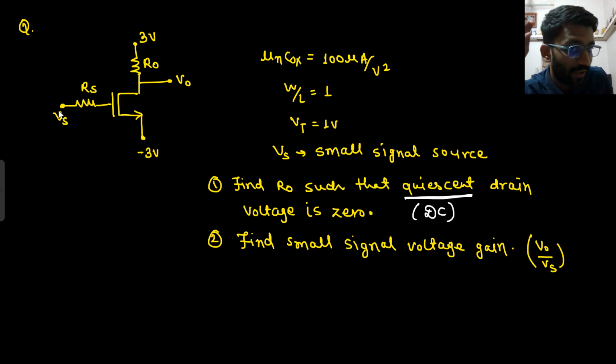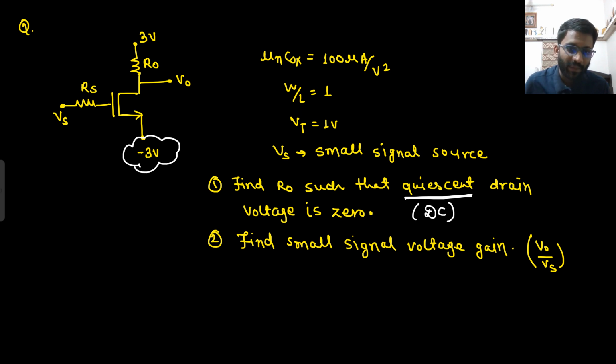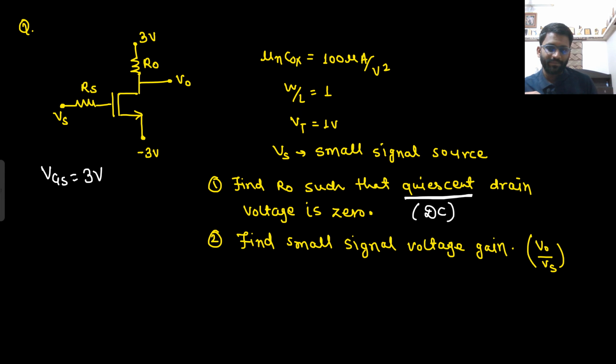In case of input, previously we were applying Vin, which was our VGG plus the small signal voltage. But here there is no VGG. Will the transistor turn on? Yes, it will turn on. Why so? Because minus 3 is there. So your capital VGS would be 3 volt. Gate is at 0 potential, but source is at minus 3.